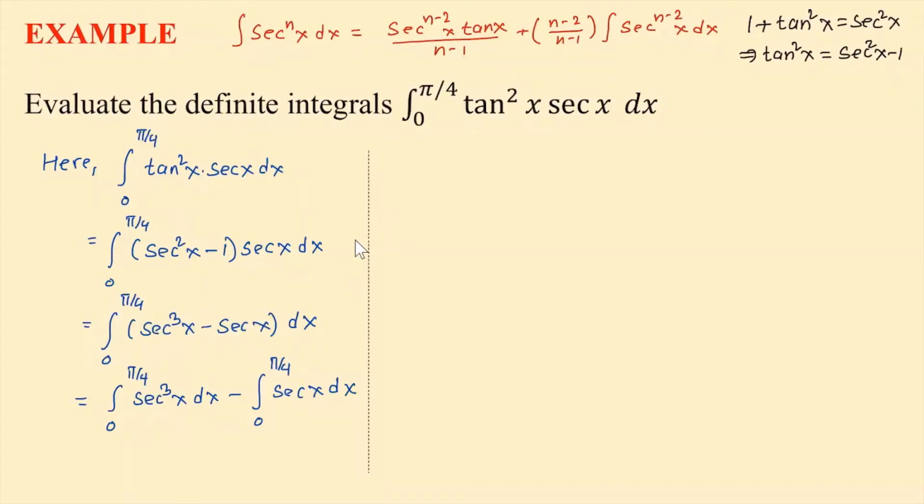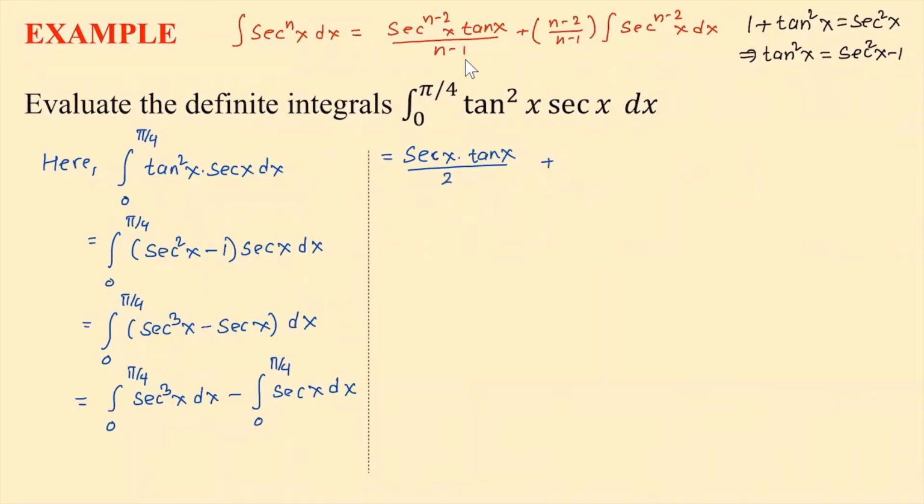So this is equal to, I'm going to use the reduction formula for secant cube. That means n equal to 3. And if I use that formula, it will be secant raised to n minus 2. 3 minus 2 is 1. Secant raised to 1, or secant x, times tangent x divided by n minus 1. n is 3, 3 minus 1 will be 2.